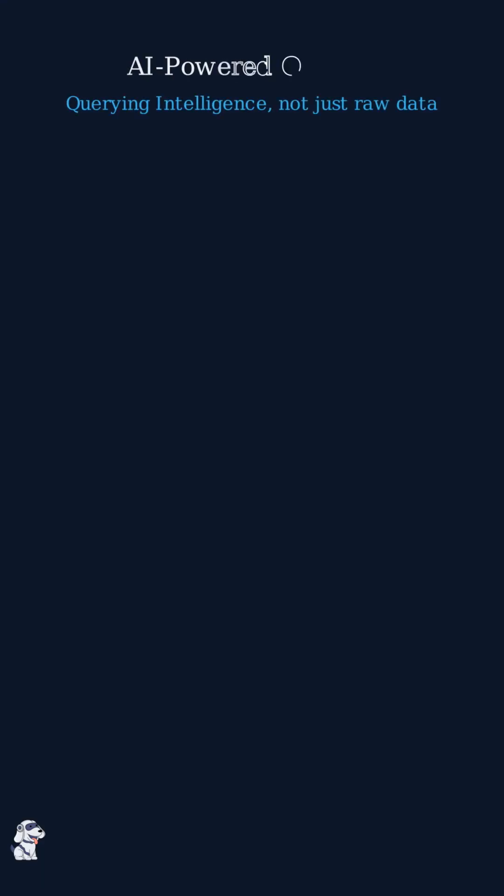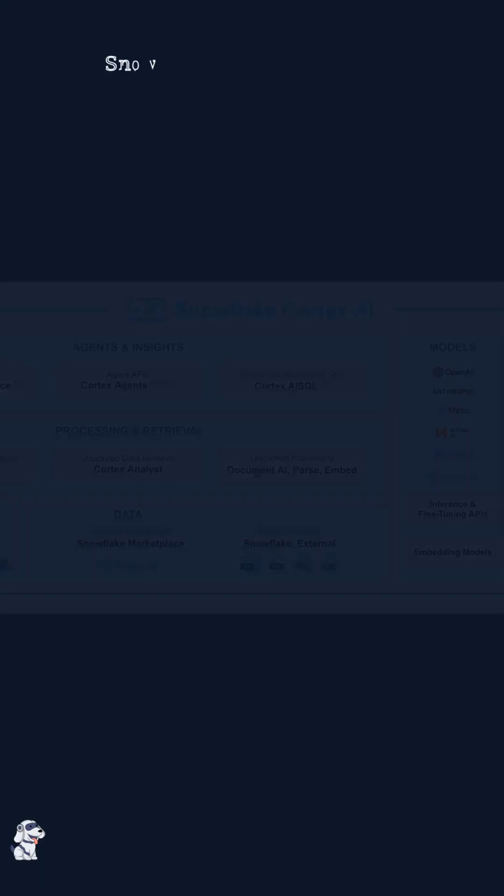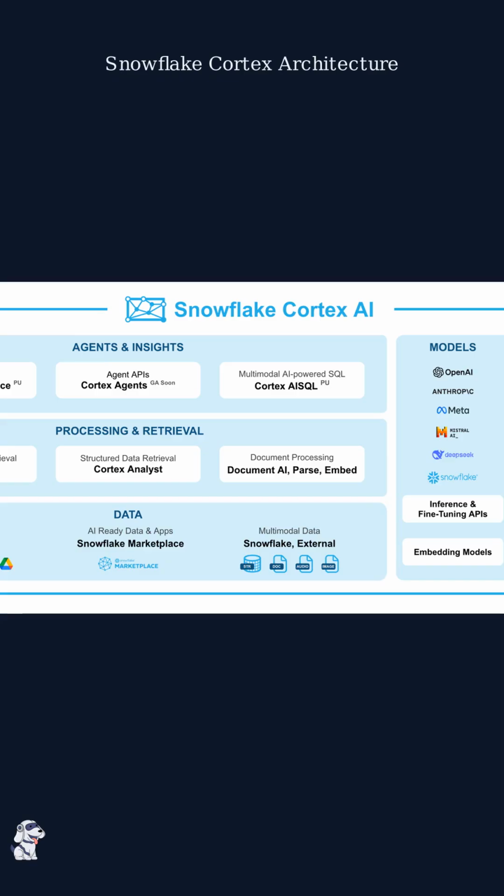In 2026, querying databases has evolved. We no longer just pull raw rows and columns. Today, we query intelligence itself using Snowflake Cortex. Cortex sits directly inside the platform, connecting your data to powerful AI models without needing to move that data anywhere else.